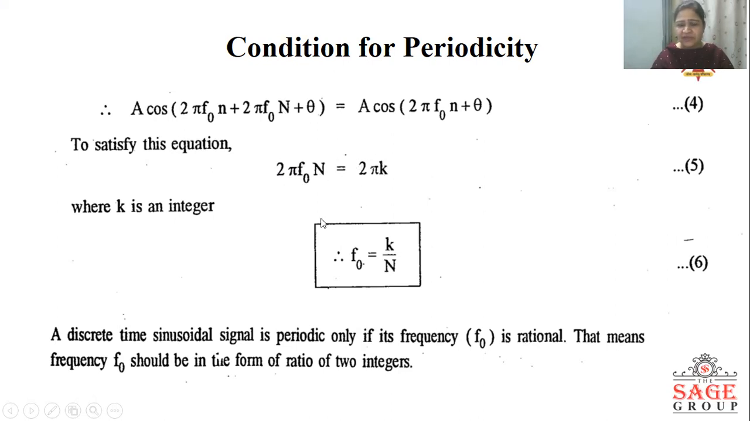Now 2 pi and 2 pi will get cancelled. So f naught will be given by k upon N, where k is any integer and N is the fundamental period, which is also an integer. So f naught should be the ratio of two integers. That means f naught should be a rational number. So any discrete time sinusoidal signal is periodic when its frequency f naught is rational. That means f naught should be expressed as the ratio of two integers, and the denominator of f naught will give the fundamental period of that periodic signal.